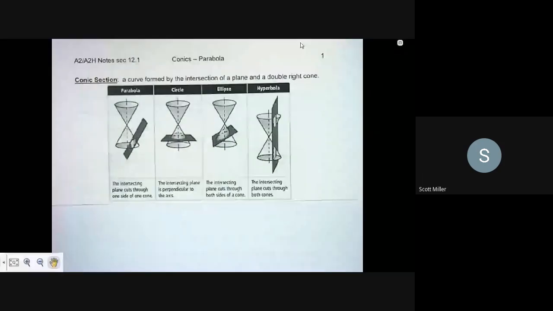All right, so today we're going to look at section 12.1. We're going to look at conic sections. Okay, and so what are conic sections?